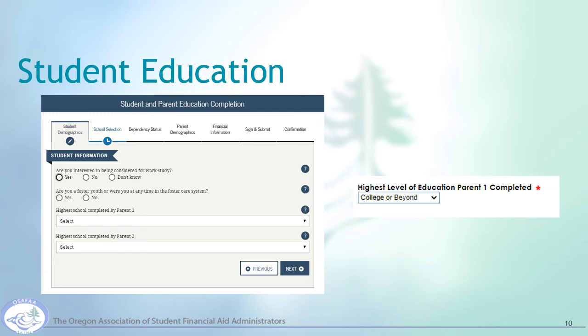At this time, Oregon does not have a state work study program, but many of our individual colleges and universities have work study funding from their institutional funds.